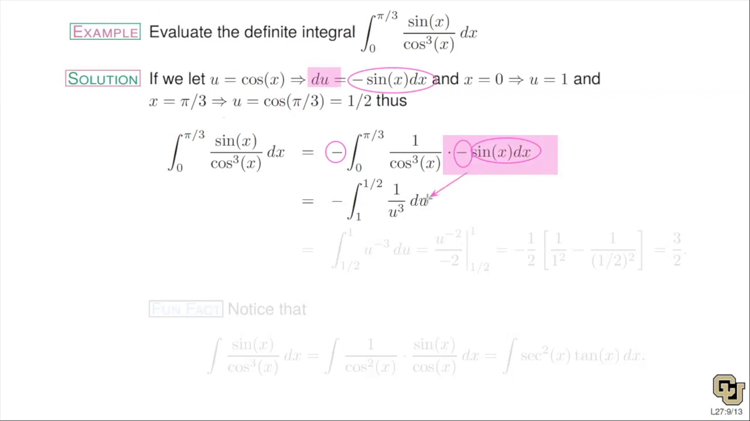So this became a du. 1 over cosine cubed of x. Think of that as 1 over cosine x, the whole thing cubed. And I replaced the cosine x with u. So I'm at 1 over u cubed. And then here, 0 became 1, pi over 3 became 1/2. And so we have some kind of success in that we've completely converted the integral into the u variable.